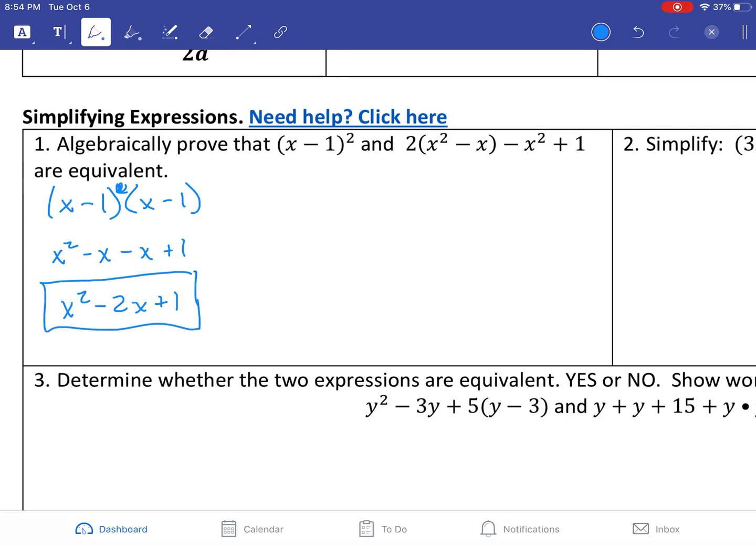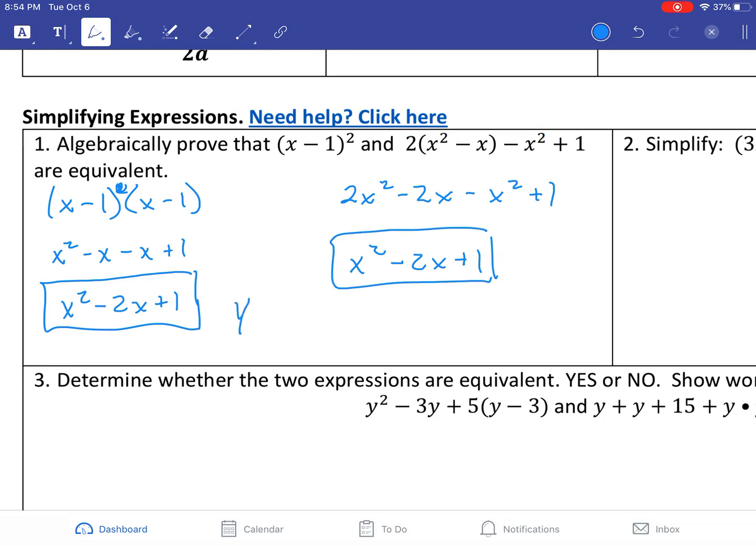The second one, we have to multiply the 2 times x squared, gives us 2x squared. 2 times negative x is negative 2x. Then we have another negative x squared, and a plus 1. So we look to combine these terms. 2x squared minus x squared is just x squared, minus 2x plus 1. So you can see that these two are the same. Yes, they are equivalent.